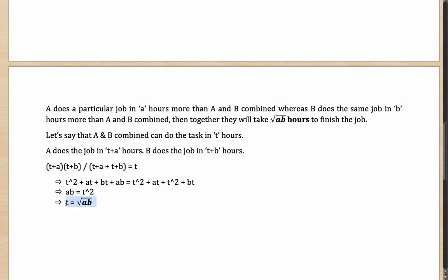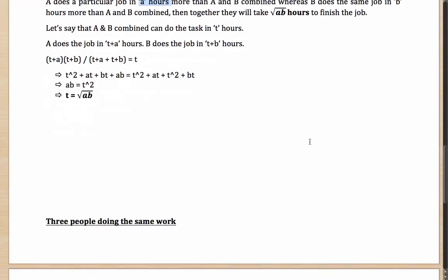This is once again a very important formula which comes in very handy on many occasions. I'll just repeat it. A does a particular job in A hours more than A and B combined, B does the same job in B hours more than A and B combined. Then together they will take root AB hours to finish the job.